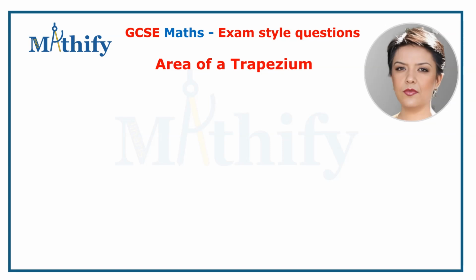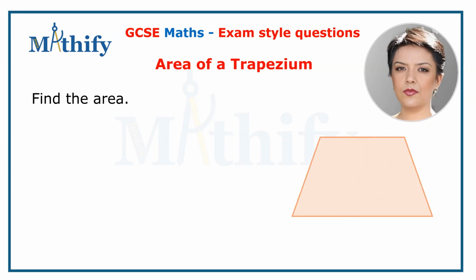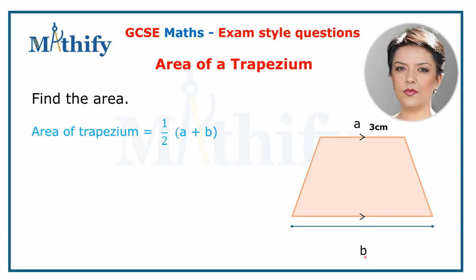Area of trapezium. Work out the area of a trapezium. So area of trapezium is equal to half multiplied by a plus b. So this arrow here represents a. So let's imagine this is 3 centimeters. And this arrow here represents b. So this would be 7 centimeters, for example. And our height is here. Let's just imagine our value will be 4 centimeters.